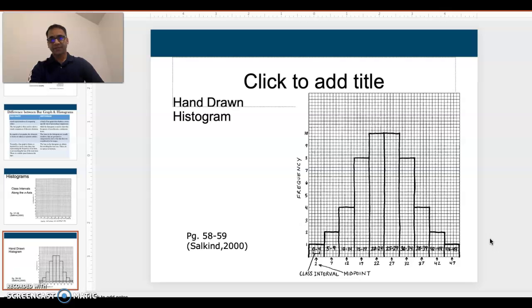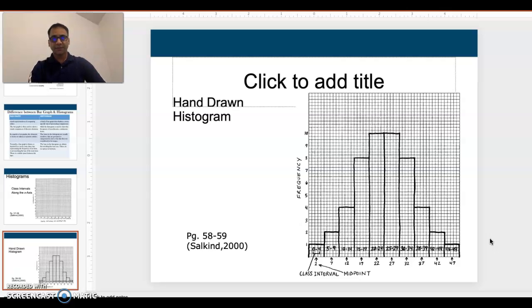First interval is 0 to 4, second interval is 5 to 9, then 10 to 14, 15 to 19, and so on. So this may be the age group, and you can see the age group of the respondents.